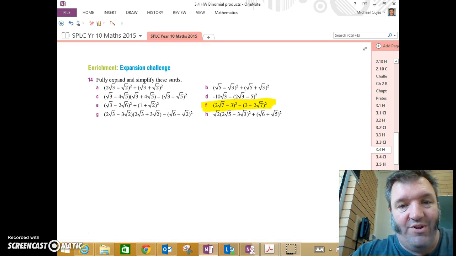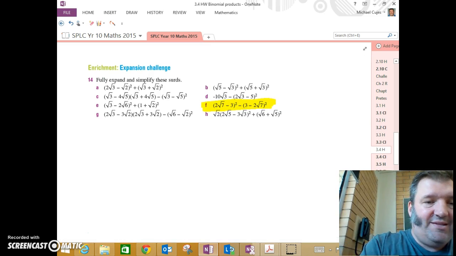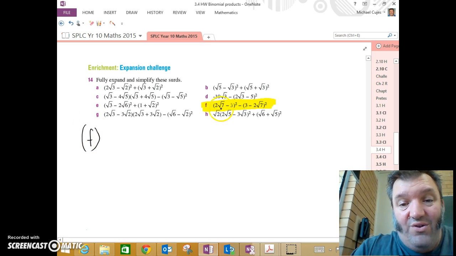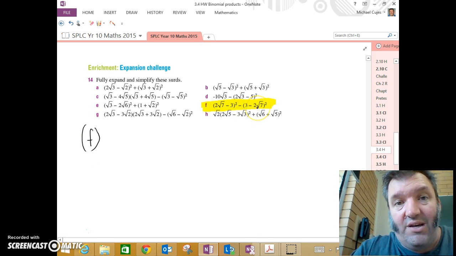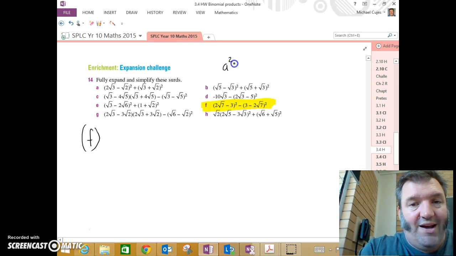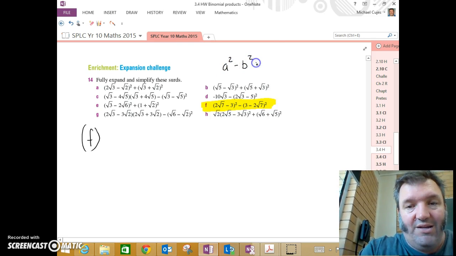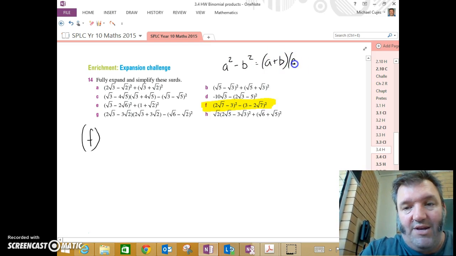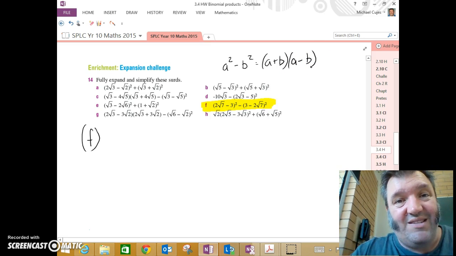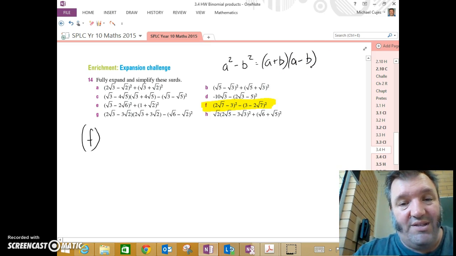I promised you one with your favourite rule in your maths. In maths, the difference of two squares. And here it is, 14f, 2 root 7 minus 3 all squared minus 3 take 2 root 7 all squared. Do you remember your favourite rule in maths? You better. A squared minus b squared equals a plus b times a minus b. You could just do it expanding, but this is going to save you a bit of time. Let's have a look and see how it works.